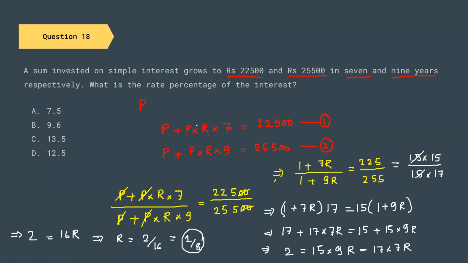Now, R is 1 by 8. If we convert 1 by 8 into percentage, it will be 1 by 8 into 100. What we can do is make it 1000 and in the denominator write 10 here, and we know that 1000 by 8 is 125, and 125 divided by 10 gives us 12.5. This is our rate of interest. I hope this question was clear to you.